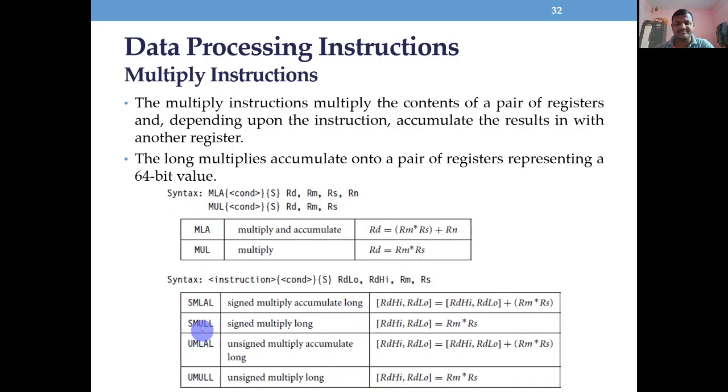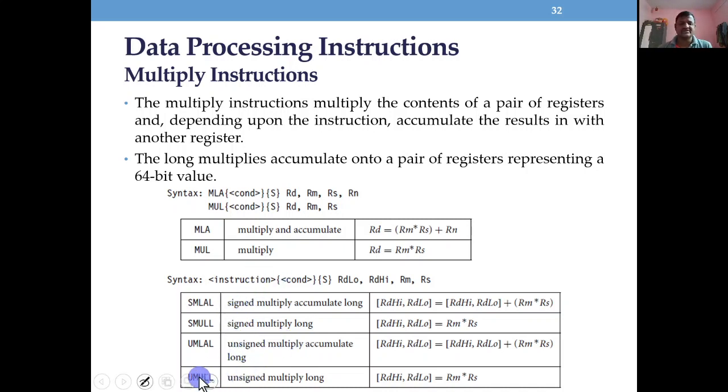Then SMULL, signed multiply long. So it will not add; it only multiplies. It will not add with the RD higher and lower. It will just multiply, simple multiplication. Then UMLAL, unsigned multiply accumulate long, is similar to this, but unsigned. It will not consider the negative flag bit here, only unsigned.